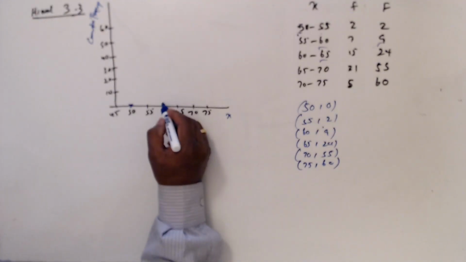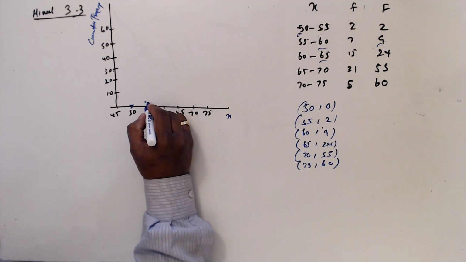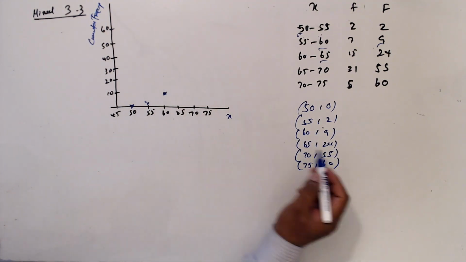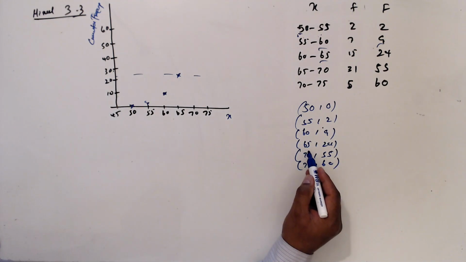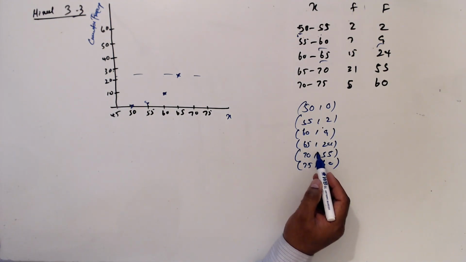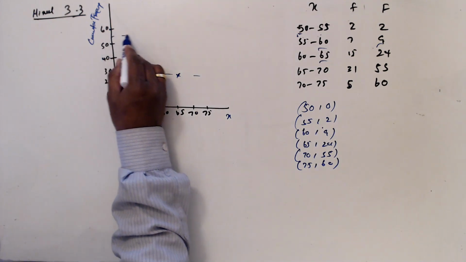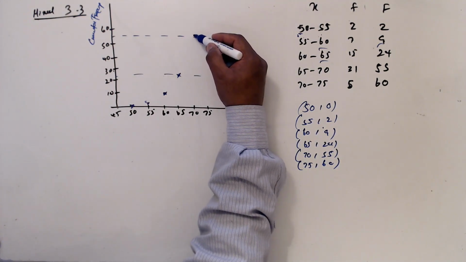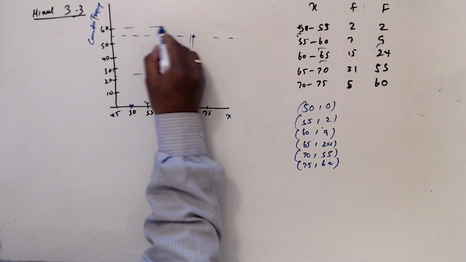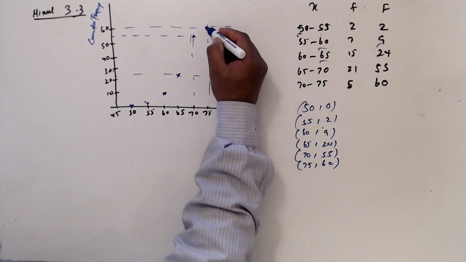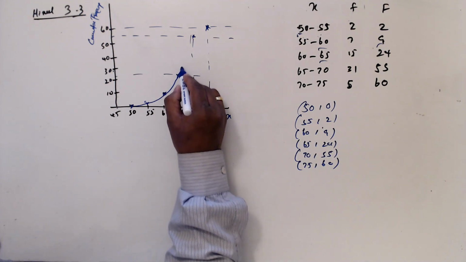Starting from here, 55 to 2 is somewhere here, and 60 to 9 is still within this range, and 65 to 24 is somewhere here, and 70 to 55. So then it's a sudden sharp rise, so it is somewhere here, and then 75 to 60. So this kind of graph.